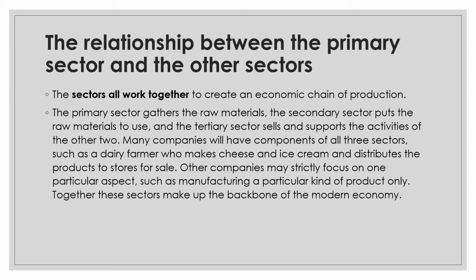The relationship between the primary sector and the other sectors. All three of the sectors work together to create an economic chain of production. The primary sector gathers raw materials. The secondary sector then takes these raw materials and transforms them into products, manufacturing them. And then the tertiary sector sells and supports the activity of the other two.